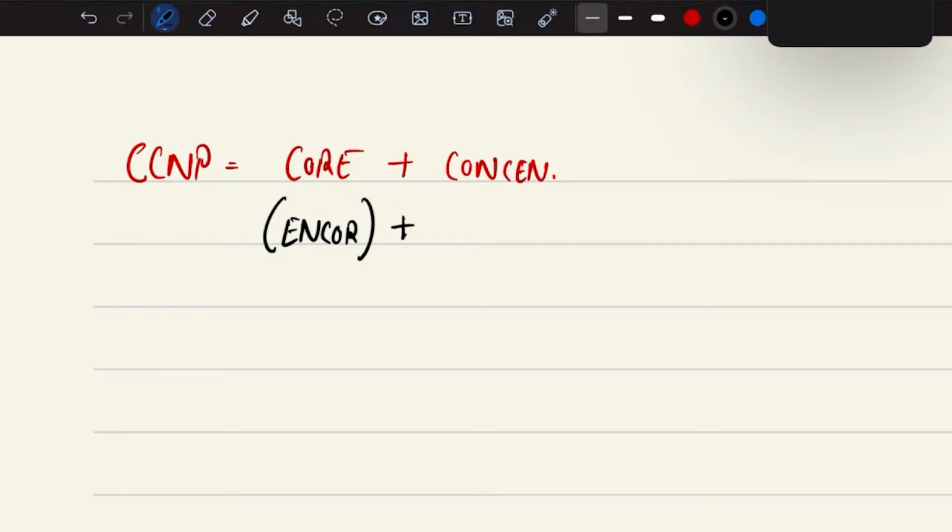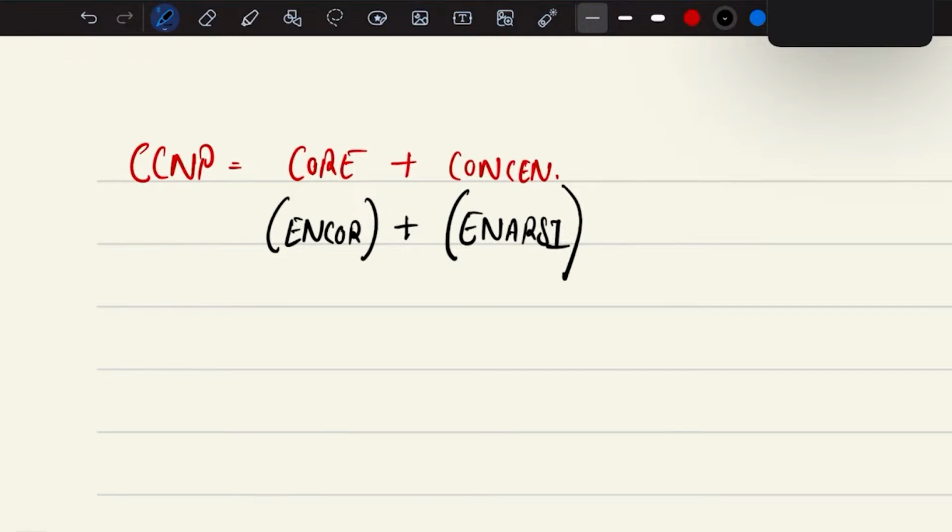But with ENCOR, when it comes to the concentration exam, we do have ENARSI, and we do have various other certifications, like the SD-WAN solution, Designing Cisco Enterprise Networks, and Automation for Enterprise Solutions, and ENCC is also about to come up. So these are some of the certifications which are going to be part of the concentration examination. And here we are going to talk about this one, which is our ENARSI course content.